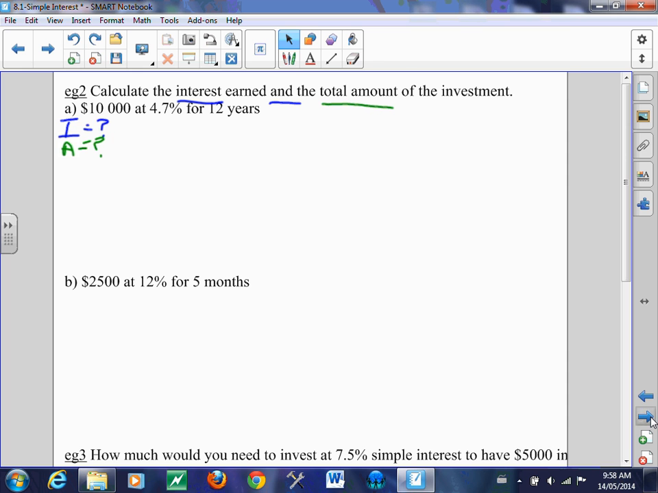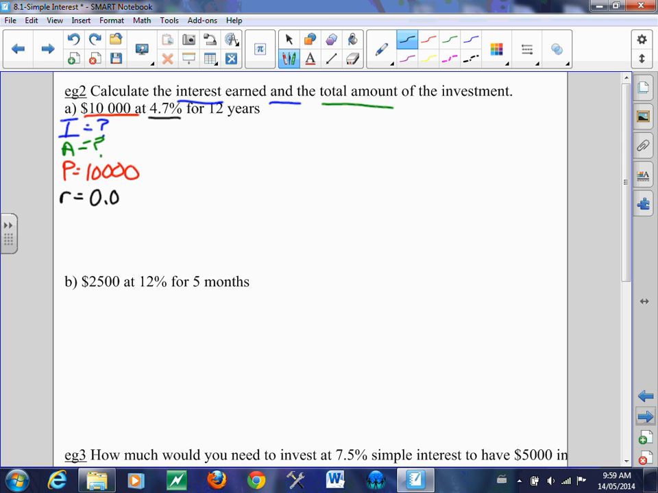Okay. What information is given to us? 10,000. So principal equals 10,000. Our rate is 4.7. Change it to a decimal, 0.047. Even though there's a decimal in it, guys, it still has a percent, so you still have to divide it by 100. And lastly, if I can change colors here to keep it working, t equals 12 for 12 years. Remember, time is in years.